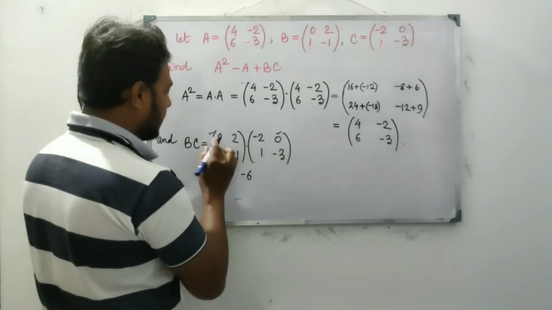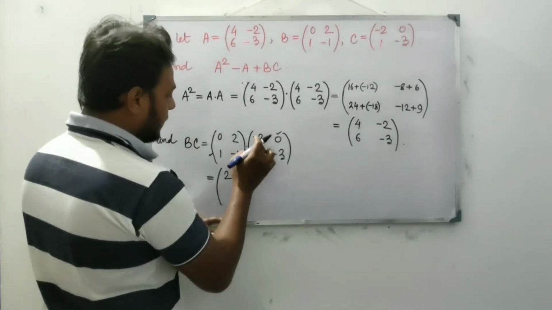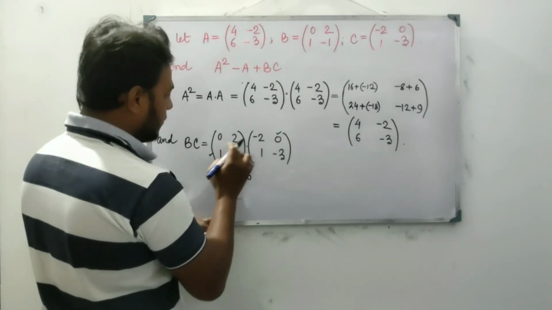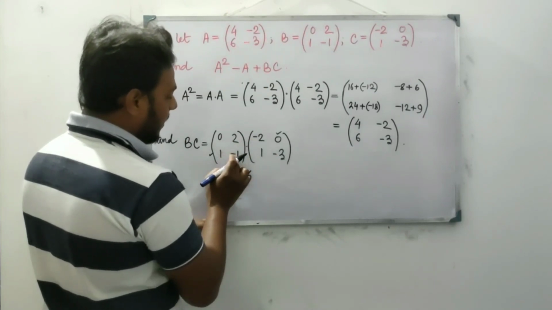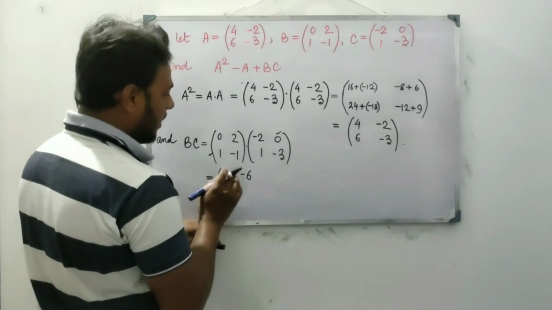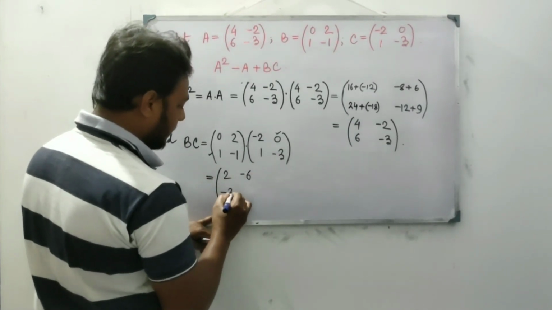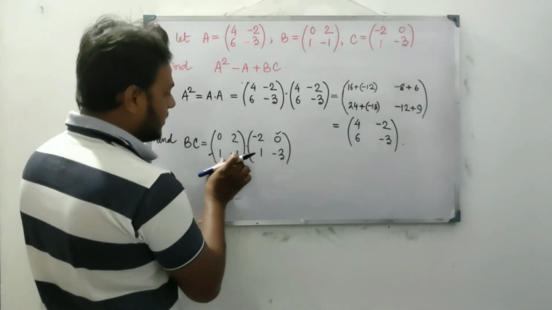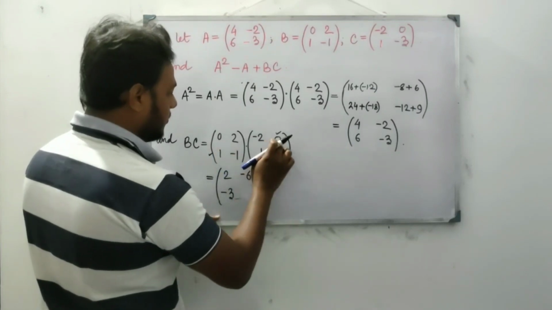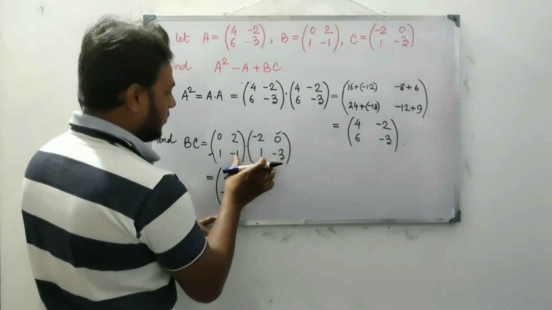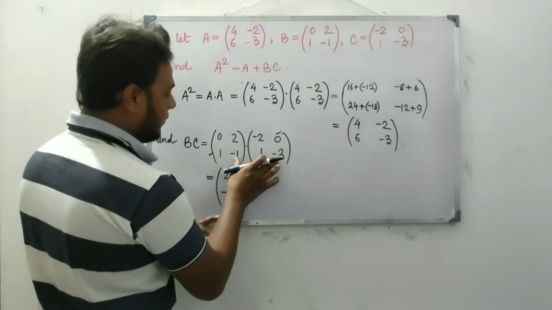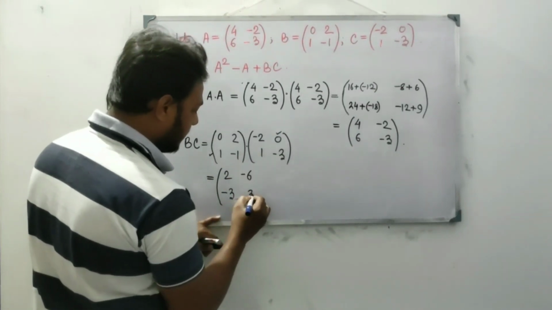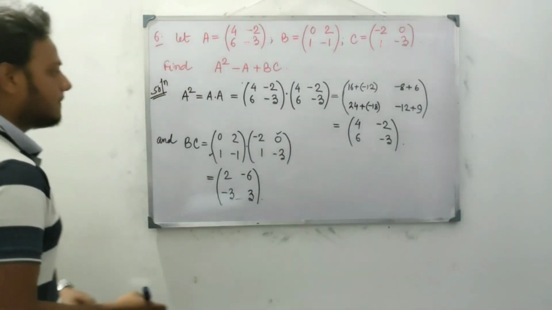Now consider the second row with the first column. It will be minus 2 plus minus 1, that means minus 3. Now with the second column: 0 plus, if we multiply this, plus 3. So 0 plus 3 means 3. So this is our BC.